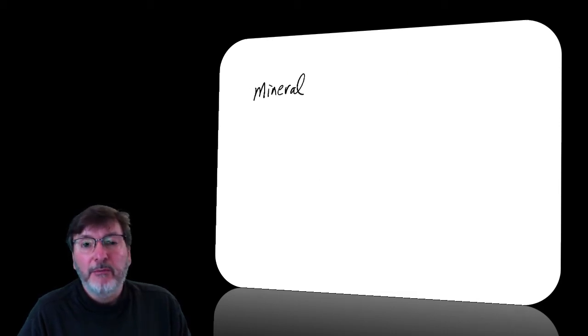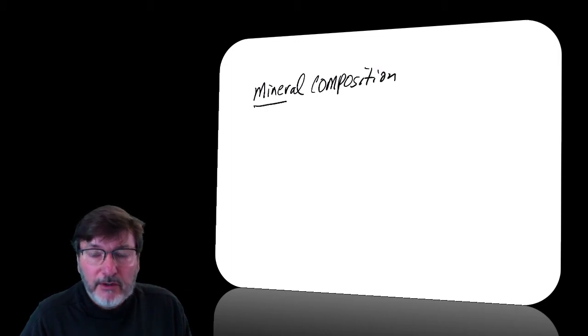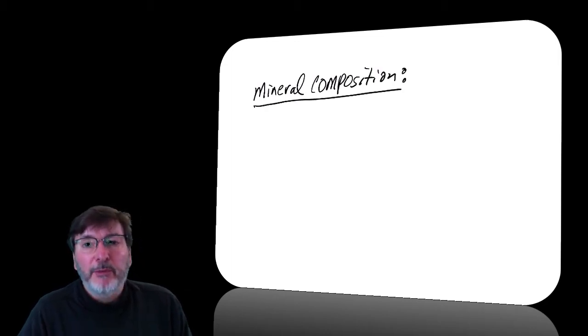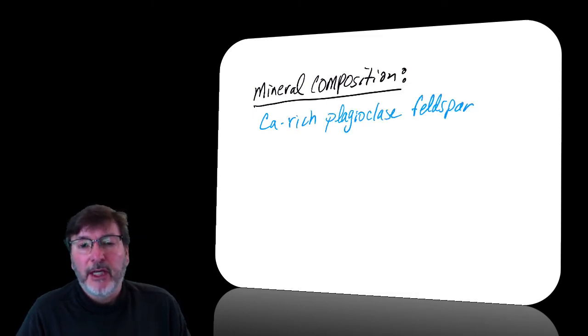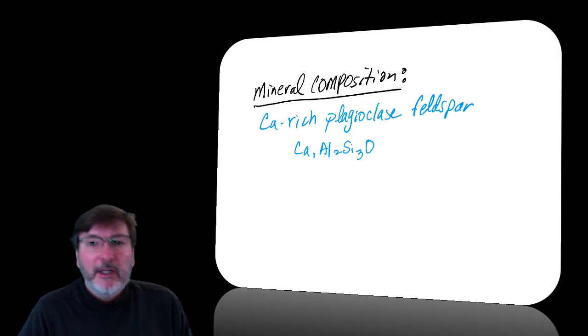In terms of the mineral composition of basalt, by far the number one mineral in basalt is calcium-rich plagioclase feldspar. Sometimes the mineral name is called anorthosite. That's calcium, aluminum, silicate. Get that?